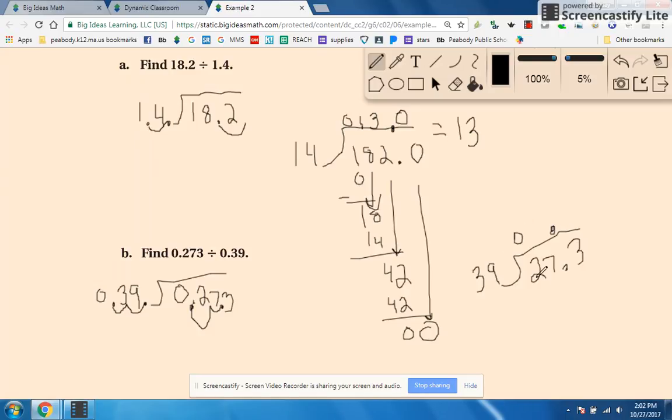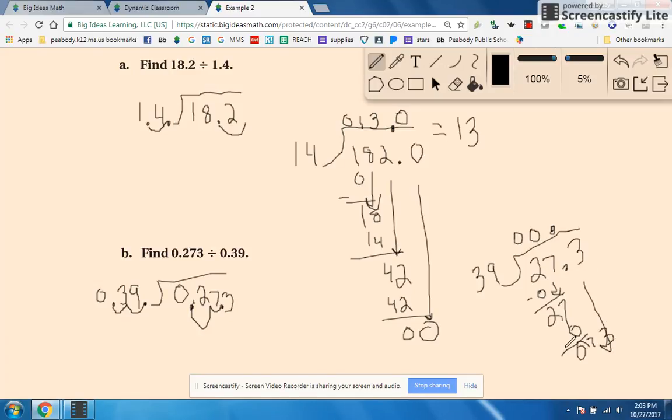39 cannot go into 2. It goes in 0 times. So I'm going to subtract, and I get the 2. Bring down the next digit. 39 also can't go into 27 because it's too big, so it goes in 0 times as well. Subtract, I get 27. Bring down the next digit.